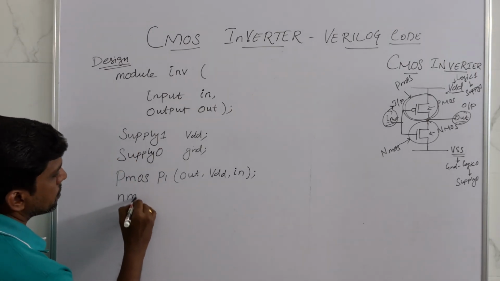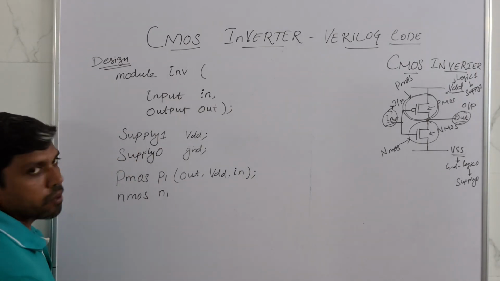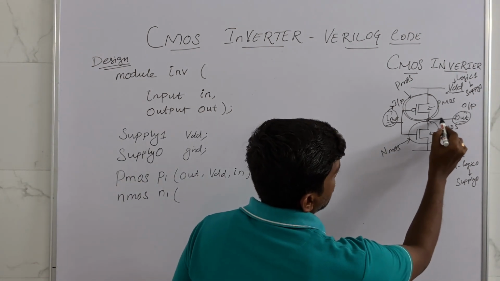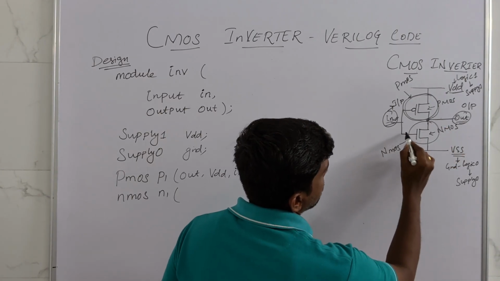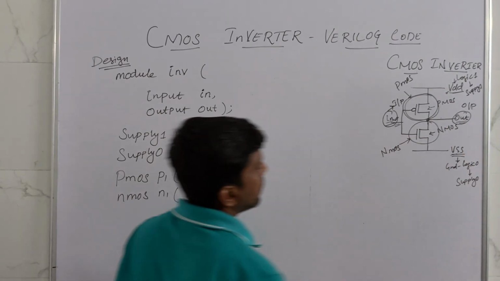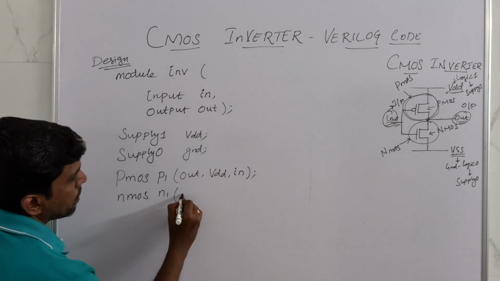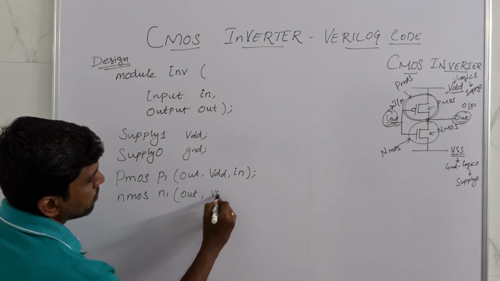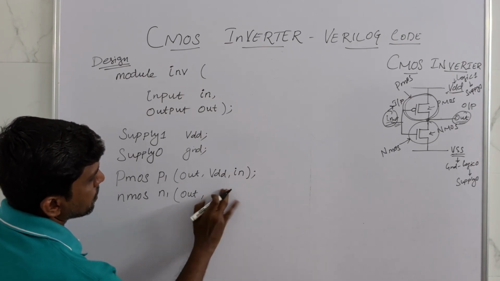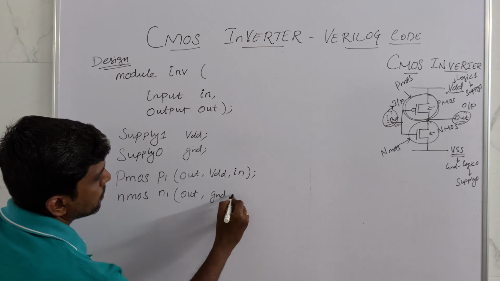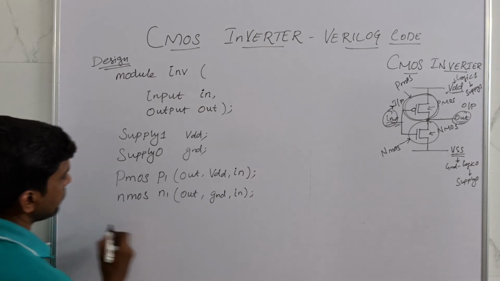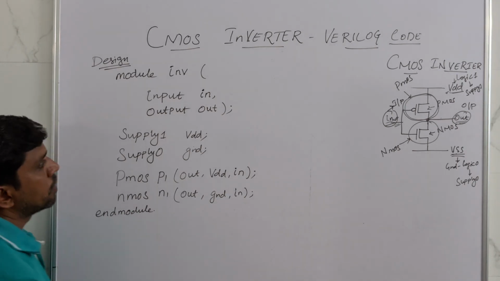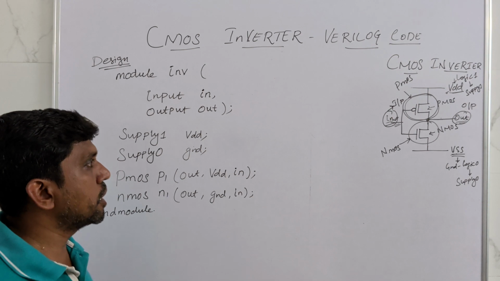Then NMOS. The component name is N1. In this component, this one is the output. This output is based on these two signals, input and VSS. So out comma VSS comma in, VSS or ground comma in. Then endmodule. So this is the simple design code program.